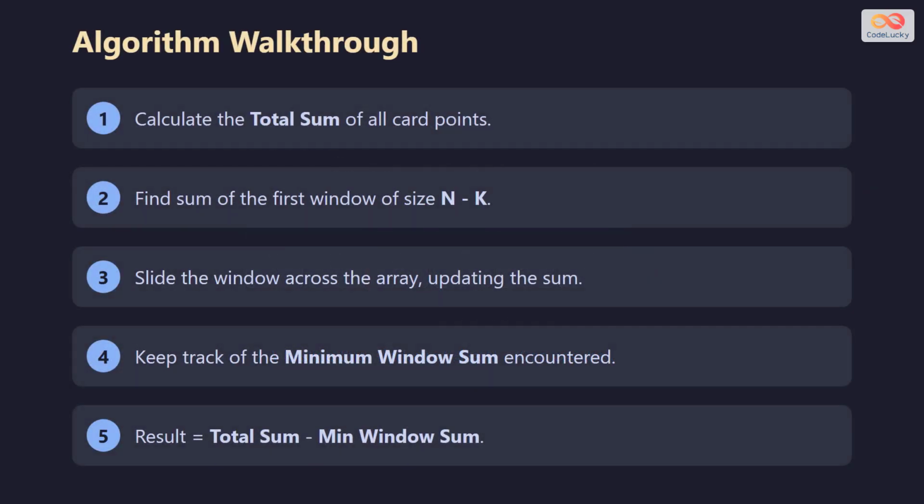So here is our step-by-step algorithm. First, calculate the total sum of the array. Next, initialize a sliding window of size n minus k and calculate its sum. Slide this window across the array one element at a time, keeping track of the minimum sum found. Finally, subtract that minimum window sum from the total sum to get your answer.